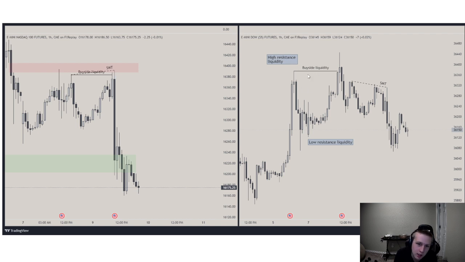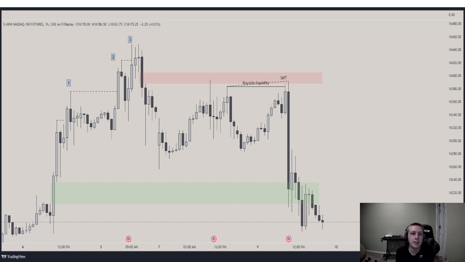And if you look here on literally both of them, we have high resistance liquidity at the highs, and we have low resistance liquidity at the lows. What is the market likely going to favor? Low resistance liquidity. Simple. And here's the NQ chart. If we zoom out, you have a 1, 2, 3 drive, high resistance liquidity.